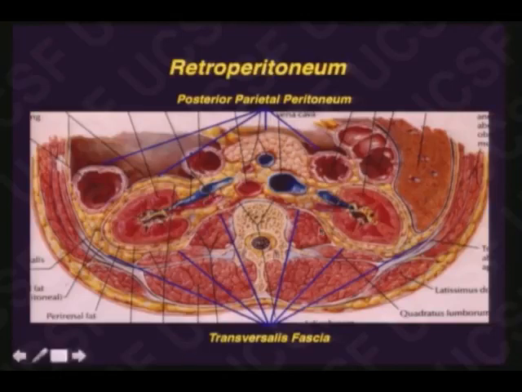And you can see here that it's going to be very difficult for a psoas muscle abscess to find its way to the surface of the body. So when it ruptures, it typically ruptures into the retroperitoneum, where it then becomes a true retroperitoneal abscess.